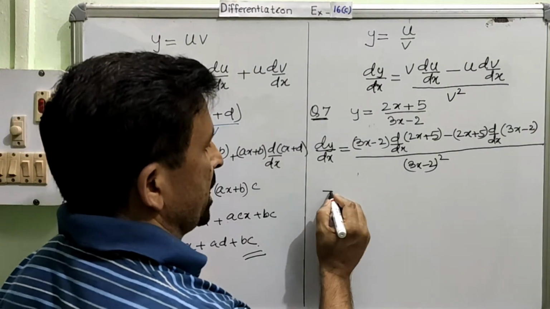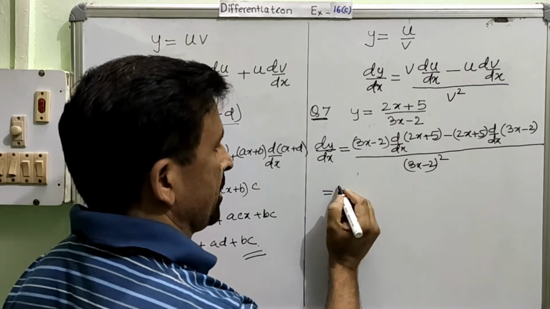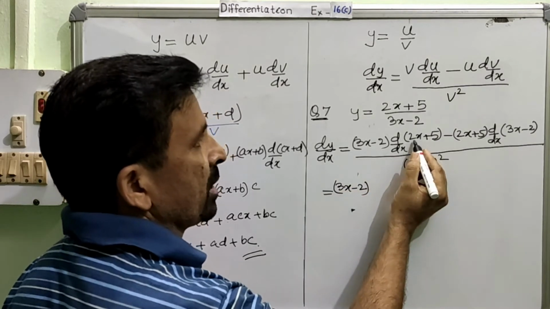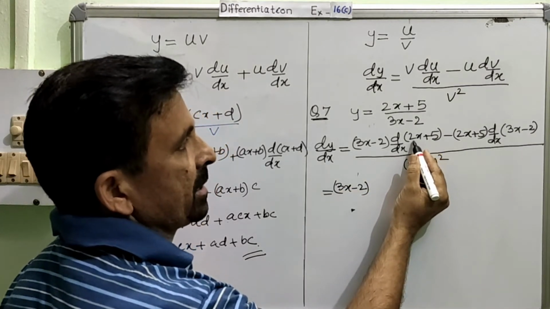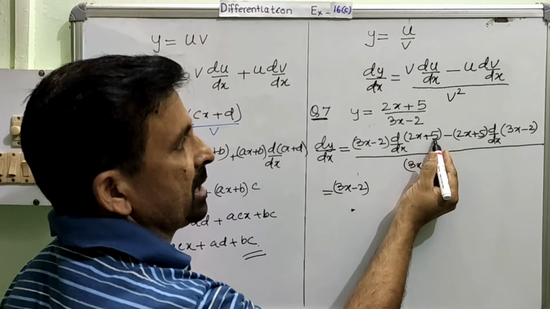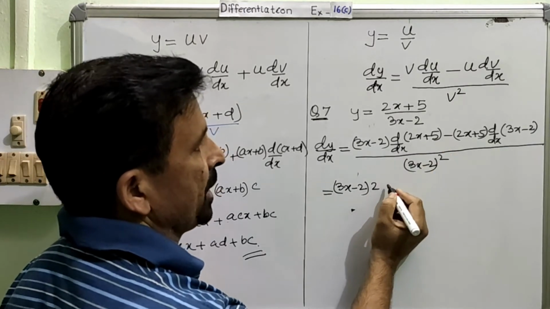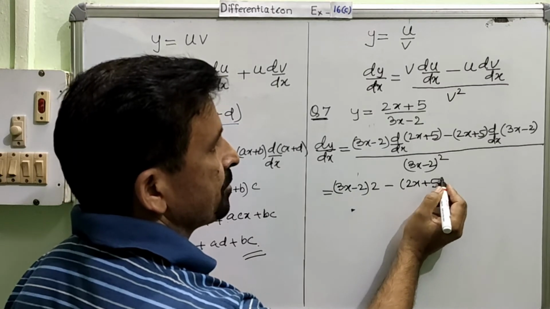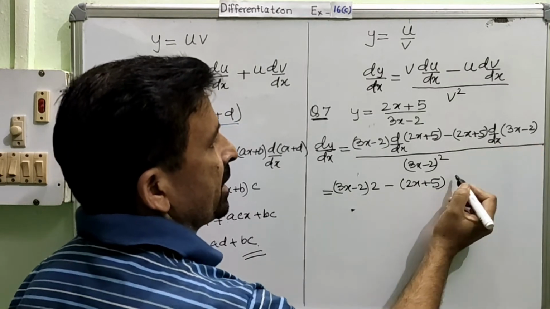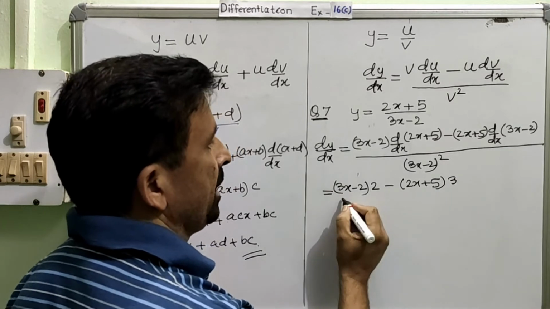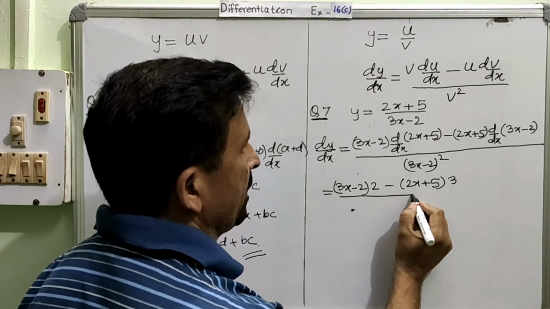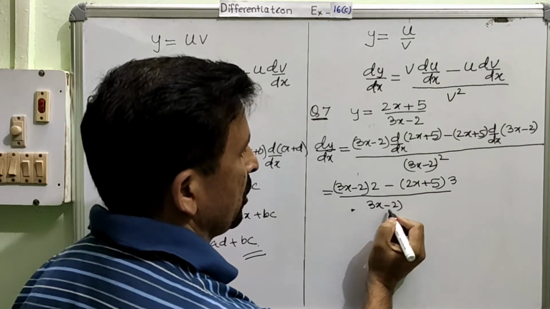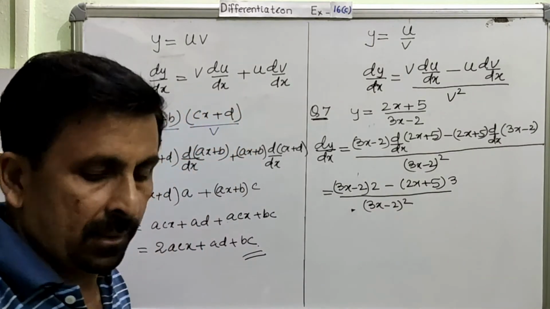Now we are going to differentiate. The rest of the differentiation is very easy. 3x minus 2 is as it is, and now we are going to calculate the derivative of this one. The derivative of this part will be only 2, and this will be just 0. So this will be 2 minus. Now 2x plus 5 is as it is, and then the derivative of this part will be very simple, you know, it is 3. And in the denominator we have (3x minus 2) whole square. Are you getting it?